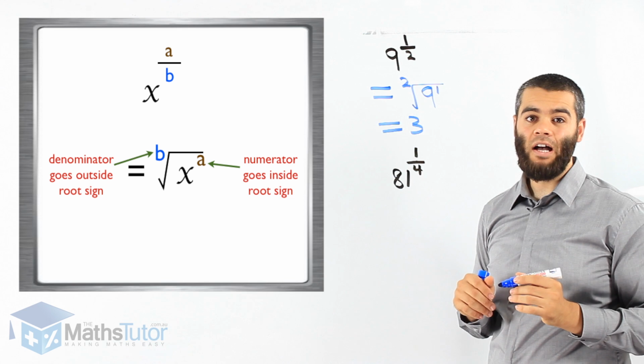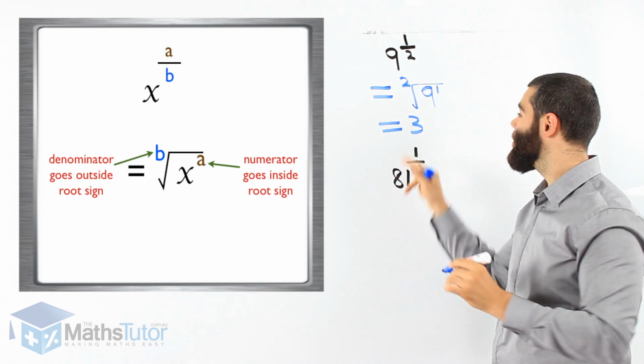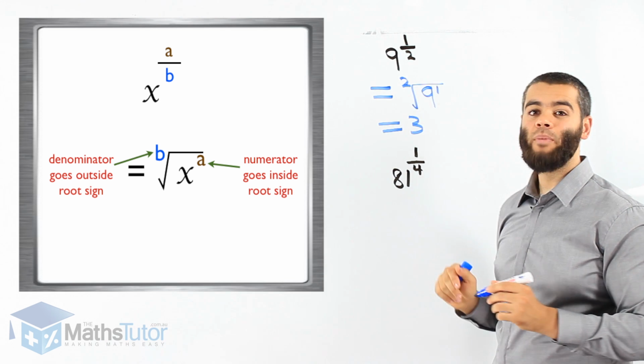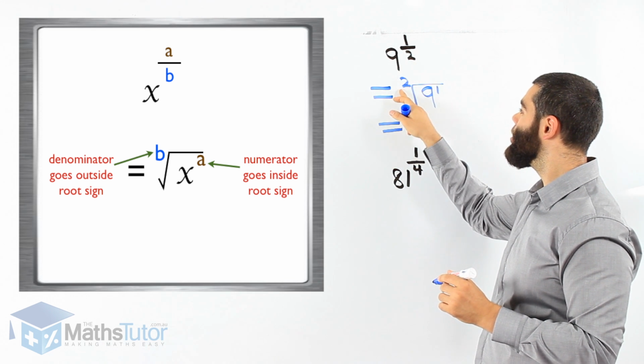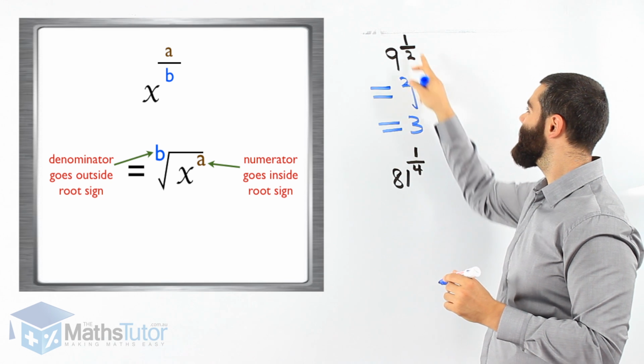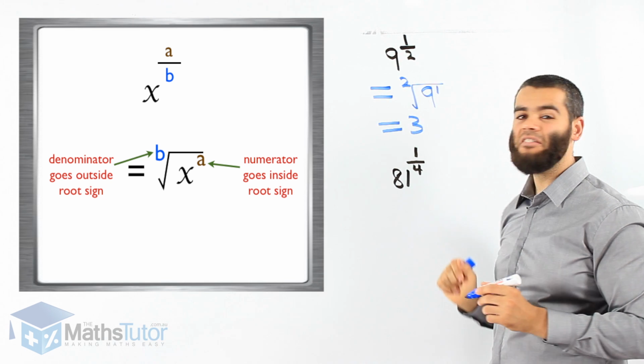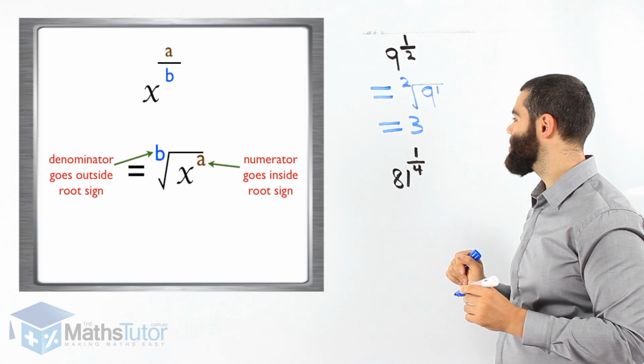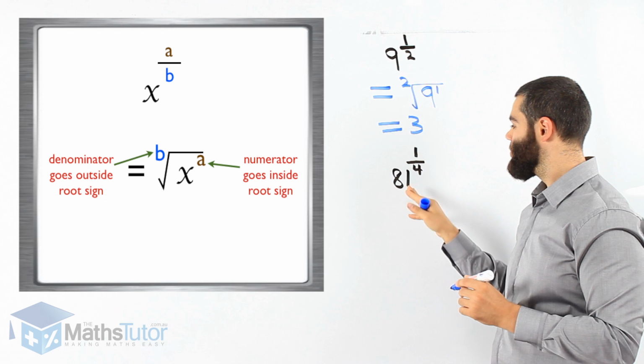So 9 to the power of half, you can even try in your calculator, you're going to get 3. But for us to show you how it's done, we know 9 to the power of half, the denominator goes outside the root sign and the numerator goes inside the root sign. Square root 9 to the power of 1 equals 3.